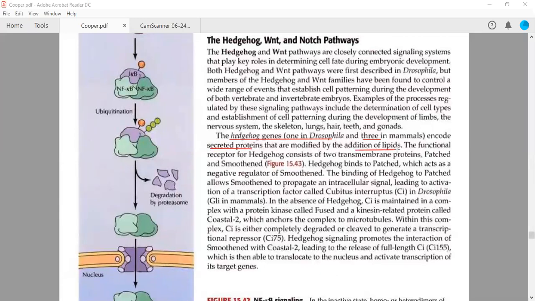Remember, whenever there is an addition of lipids, it leads to the formation of a lipoprotein. You have already studied other types: antibodies are glycoproteins, certain receptors are also glycoproteins, but this protein is modified by lipids, so this is the lipoprotein. Most important, the functional receptor of hedgehog consists of two transmembrane receptors, called smoothened and patched, which interact with each other, and hedgehog binds to the patched. Now remember this.